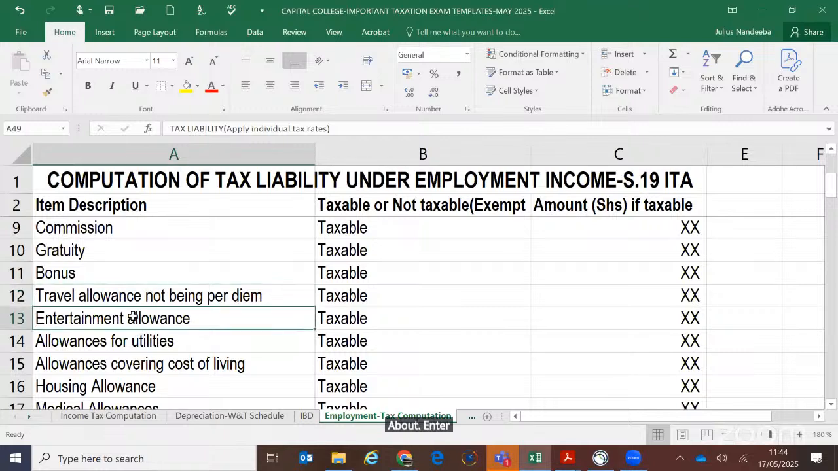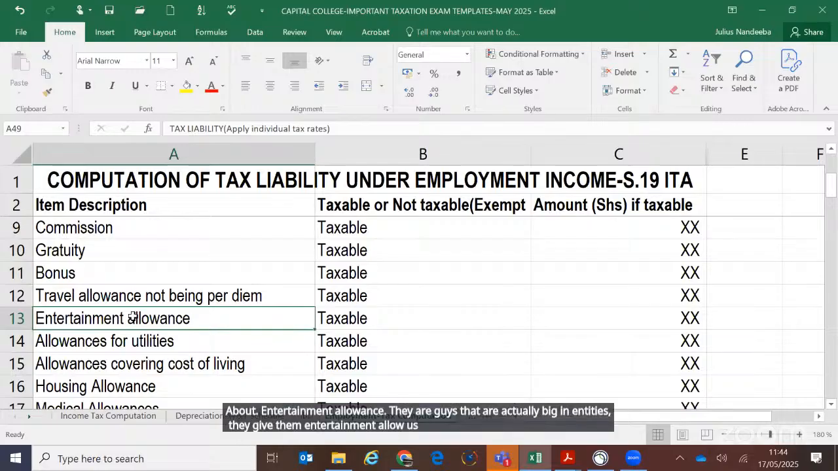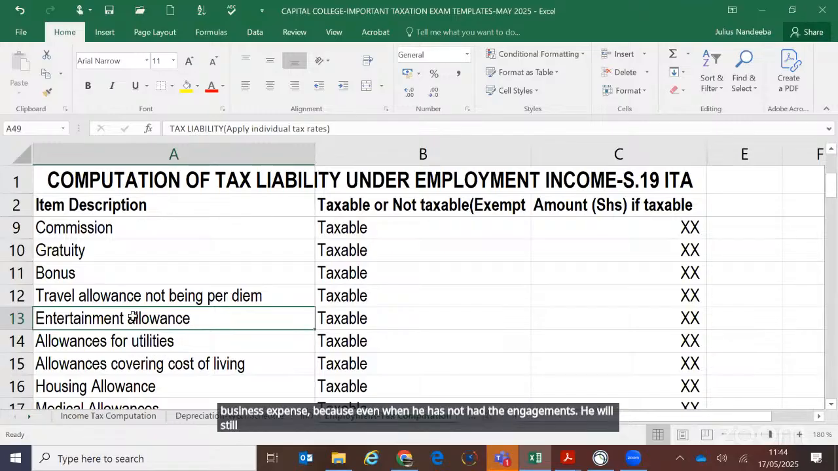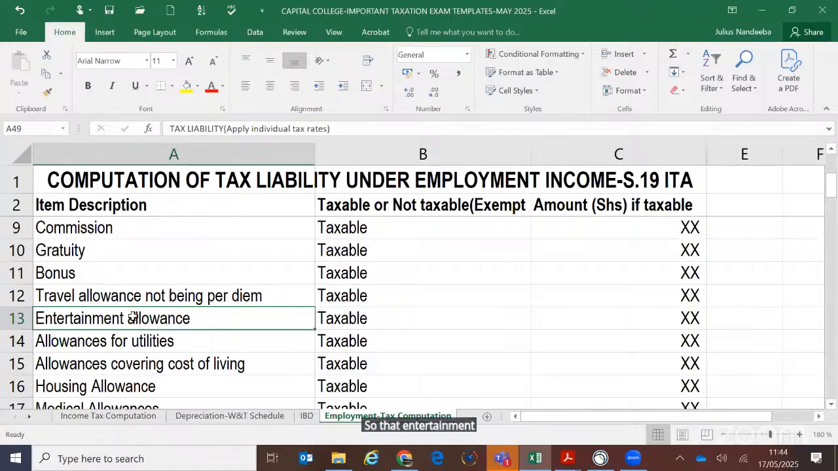Entertainment allowance. There are guys that are actually big in entities. They give them entertainment allowance. They know because you're big, you like to actually be meeting people, and you're an MD. They know you hang out at Serena, and every time you hang out at Serena, probably you have friends, and from friends, that's where you actually have engagements. That is not a business expense because even when he has not had the engagements, he will still eat that money. So that entertainment allowance is taxable on this person.